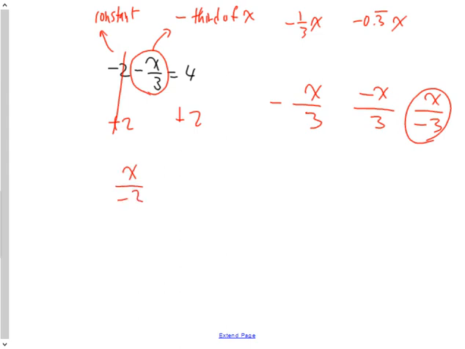So now that I have that, just bring this down here and attach it to your denominator. And that will equal 6. And then you're going to multiply both sides by -3 here. And x will equal -18. Okay. And that's the solution. X equals -18.